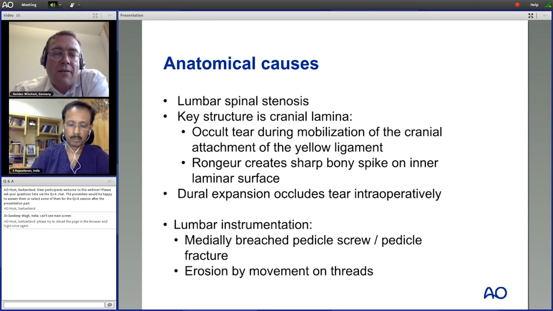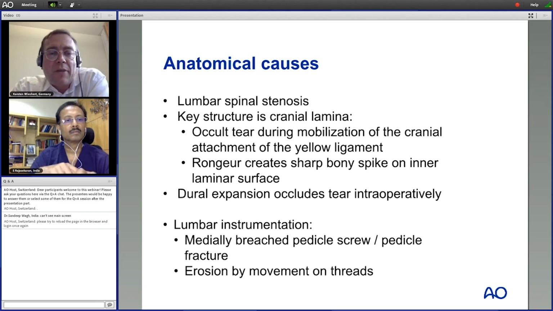Now, just for the matter of time, I want to focus on specific anatomical causes. In lumbar spinal stenosis cases, in my experience, the key structure here is the cranial lamina. And most occult tears happen during mobilization of the cranial attachment of the yellow ligament.